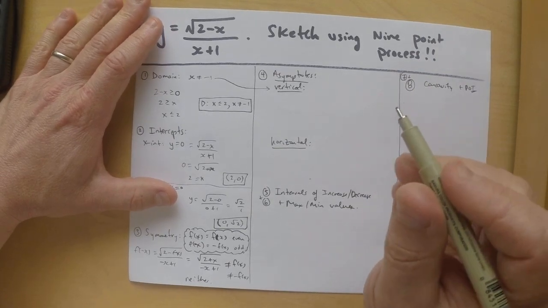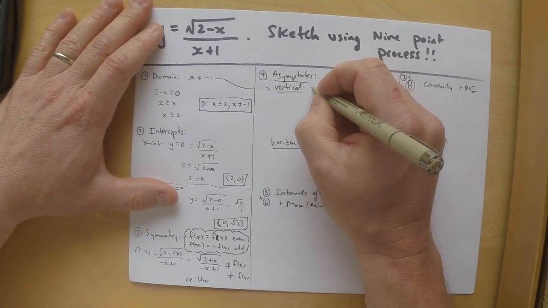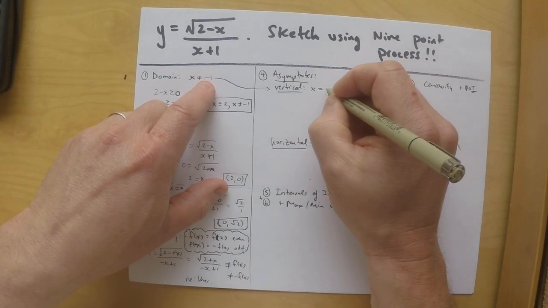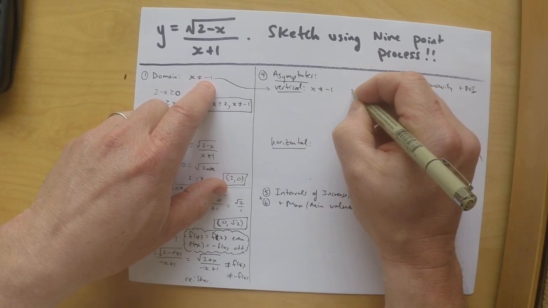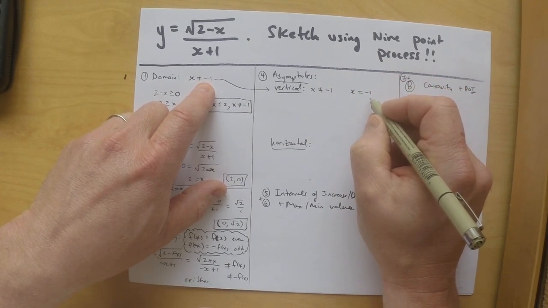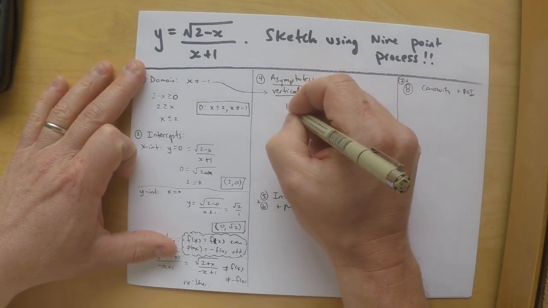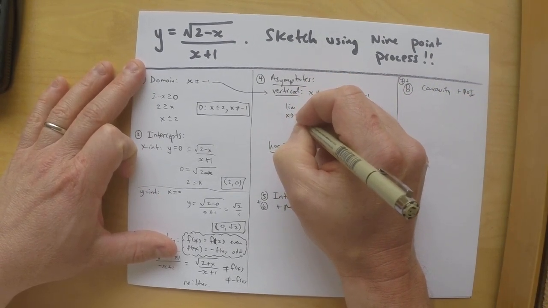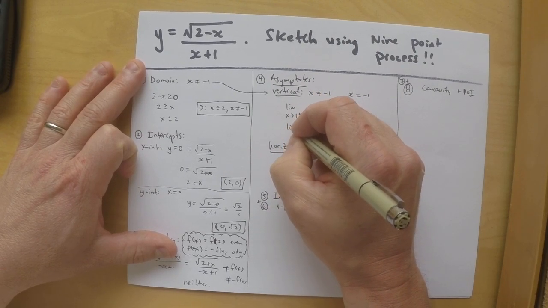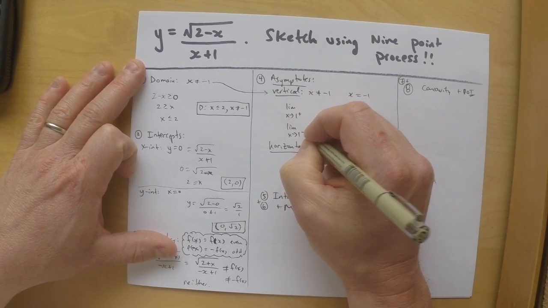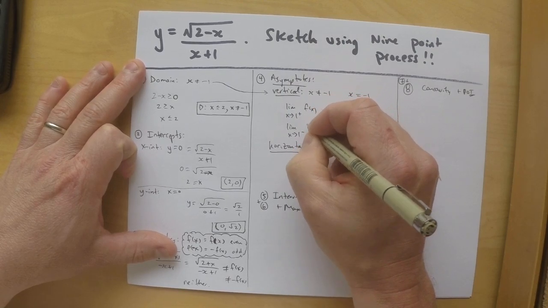Asymptotes. So are there any vertical asymptotes? And there is. We know that dividing by x plus 1 is a bad spot, so x equals -1 is a vertical asymptote. You then could also do what you did in the first unit and just do the limit as x approaches -1 from both left and right of that function.